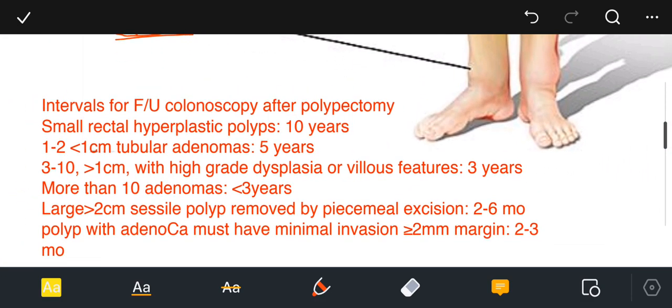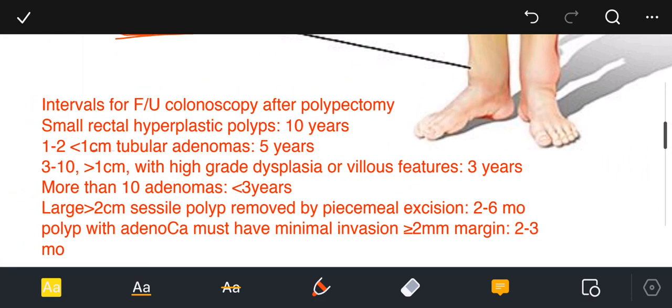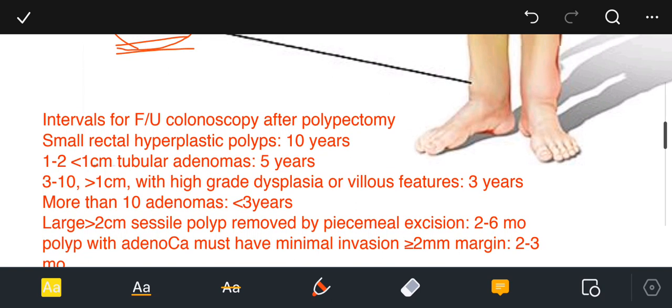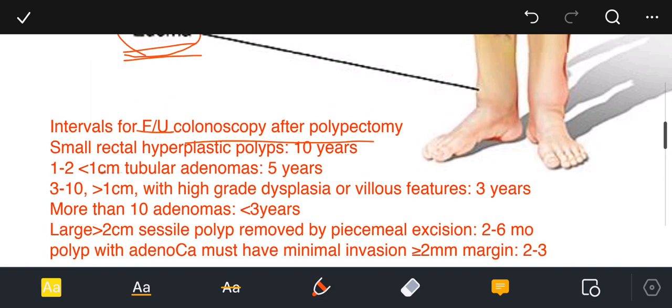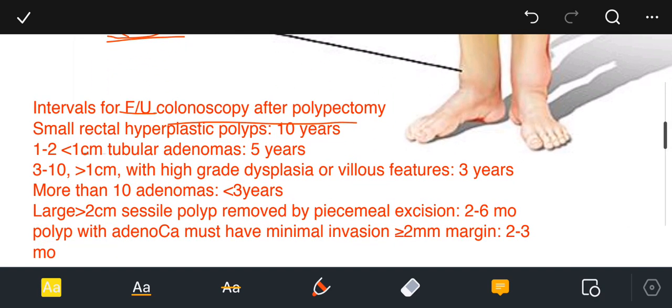Here they are writing about individual intervals of FU colonoscopy. What is FU? I don't know. Colonoscopy after polypectomy. Okay, so they are not talking about cirrhosis; they are talking about polypectomy here.